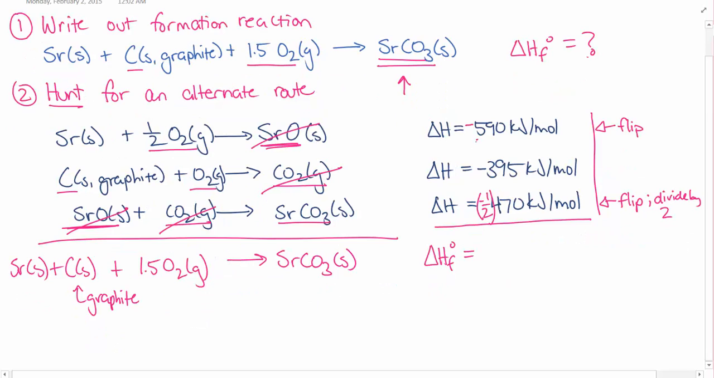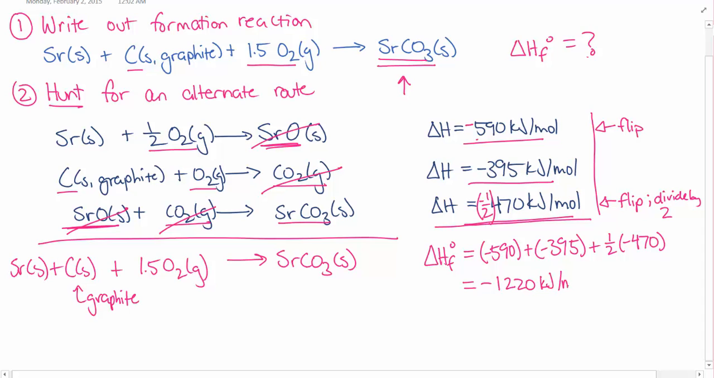So we have -590 plus -393 plus -470 over 2. So I'll leave the units up for now, but we have -590 kilojoules per mole plus -395 kilojoules per mole plus 1/2 times -470 kilojoules per mole. That gives -1,220 kilojoules per mole for the formation of strontium carbonate.